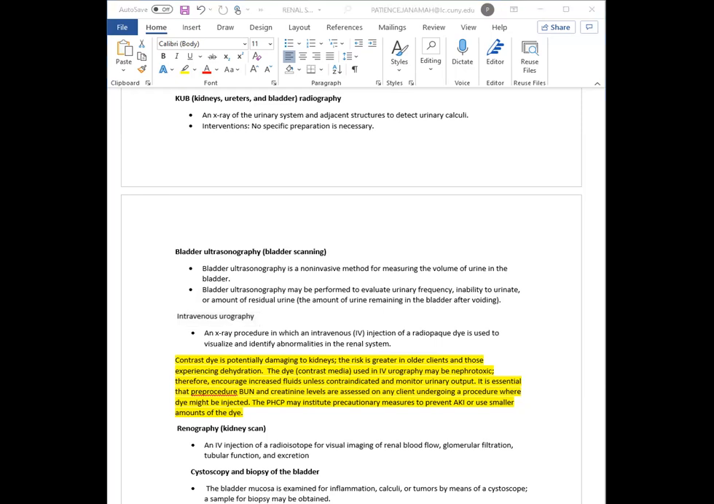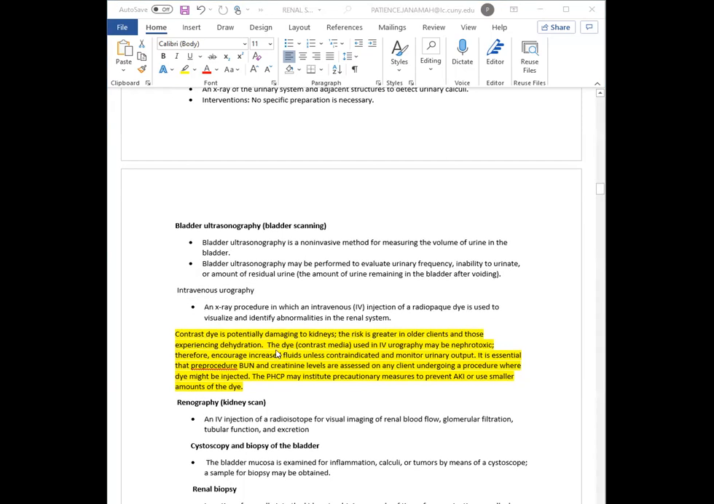And the next one is the yellow note I put. I said contrast dye is potentially damaging to the kidneys. Yes, this is another thing I'm going to explain to you. Anytime a patient is going for a procedure that involves contrast, contrast is damaging to the kidney. It could be an abdominal CT scan. So as long as they are using a radio-opaque dye, a contrast, it is damaging to the kidney.